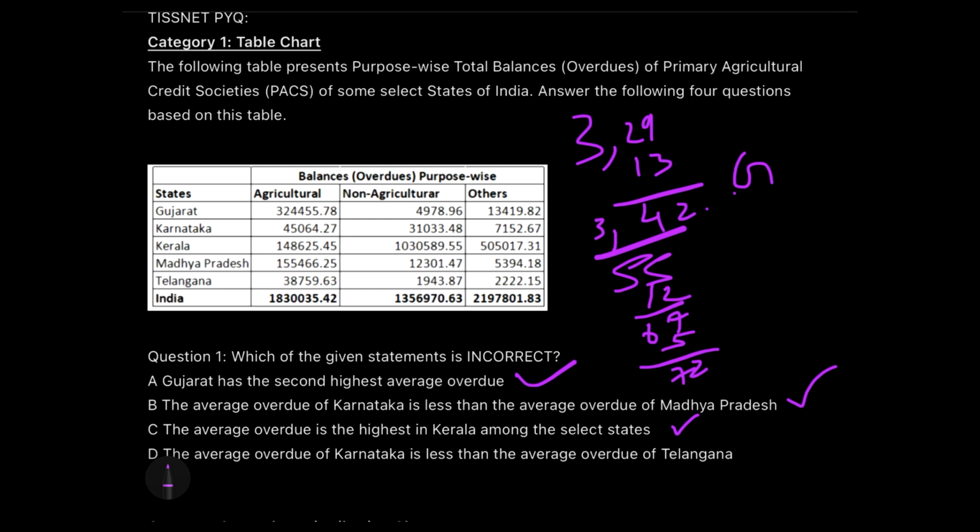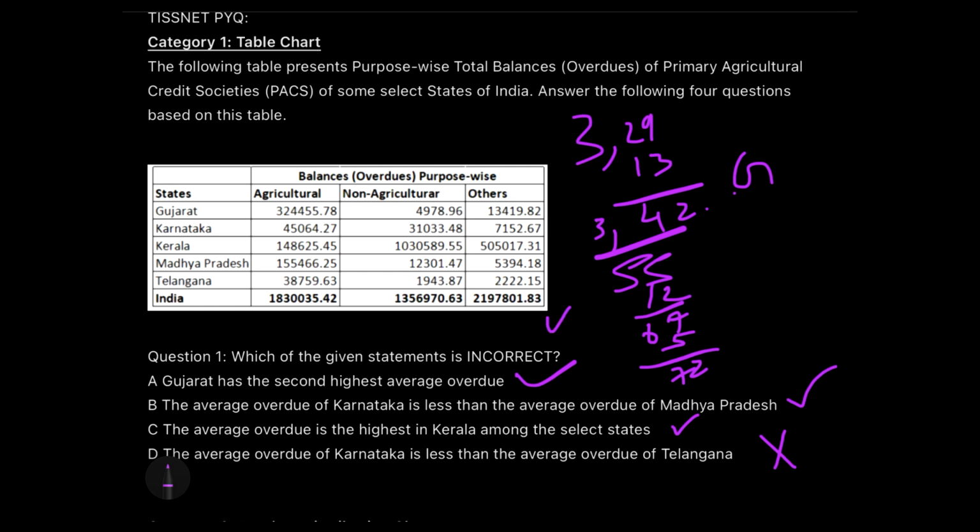So coming to the last one, the average overdue of Karnataka is less than that of Telangana. Now if you check Telangana, Telangana is less because it's 38,000 with around 2,000, that's 40,000. Okay, no, yeah, it's 40,000 and then 40,000 with another 2,200. So this makes a smaller number compared to the number of Karnataka, right, which already has 45 plus 31 plus 7. So that means this is the wrong answer and this is the incorrect statement we are searching for.